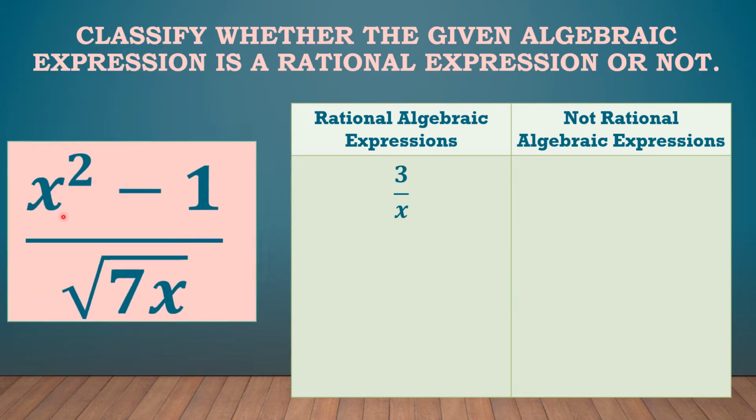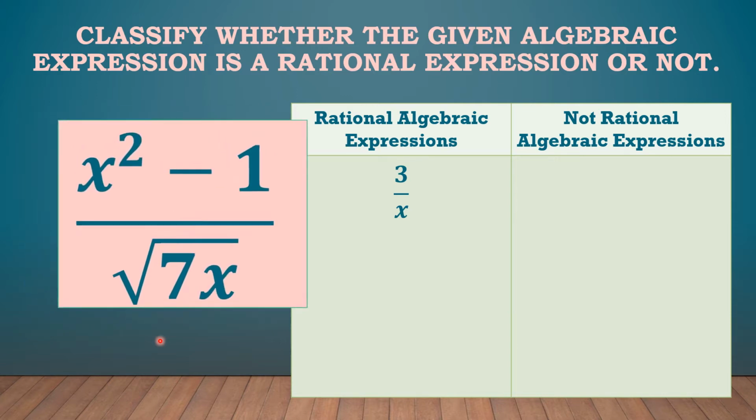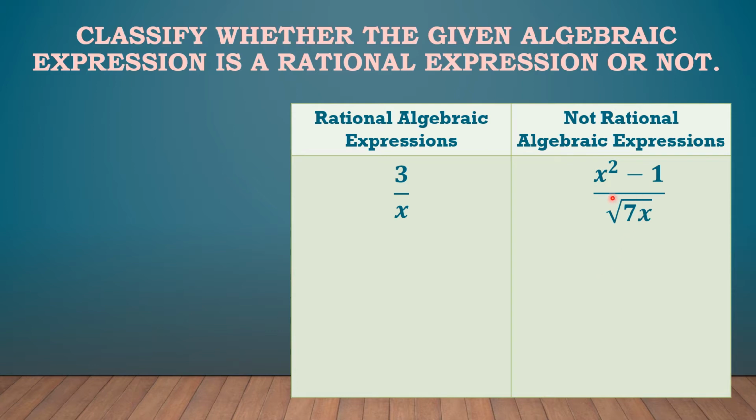Next, x squared minus 1 all over the square root of 7x. Is this a rational expression? Okay, this is not a rational expression because its denominator has a square root. So, tandaan, hindi pwedeng naka-square root ang ating variable dahil iyon ay hindi polynomial.